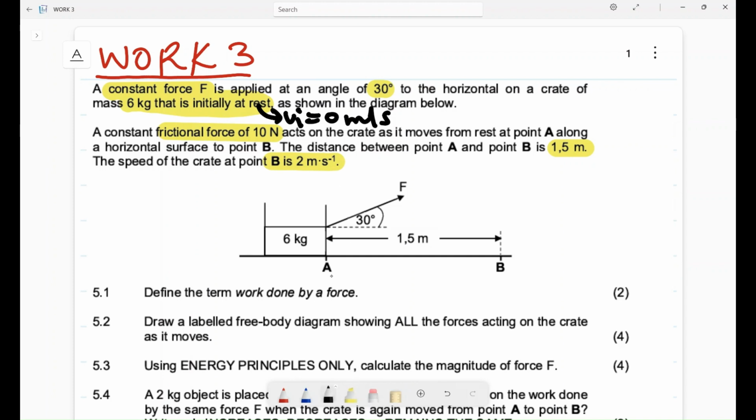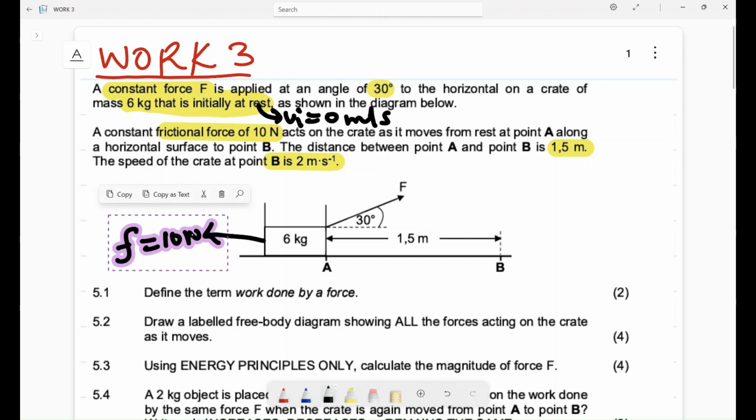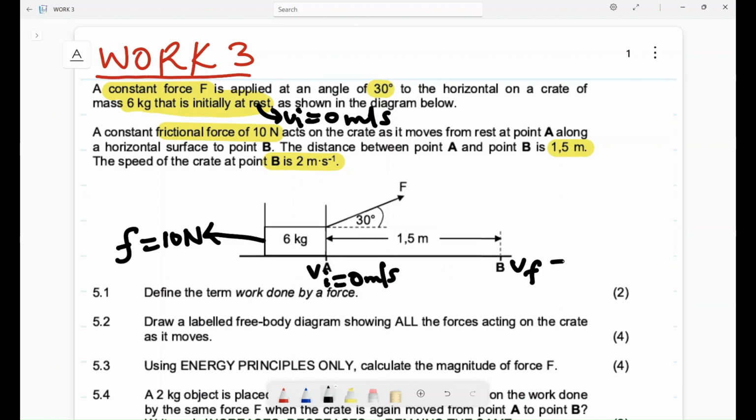So let's just write our information here. We are told that we have a frictional force of 10 newtons. Then we are told that here at A, our initial velocity is at rest again, so we know the initial velocity is 0. Here it is how much? 2 meters per second.